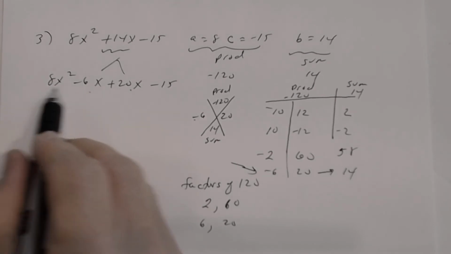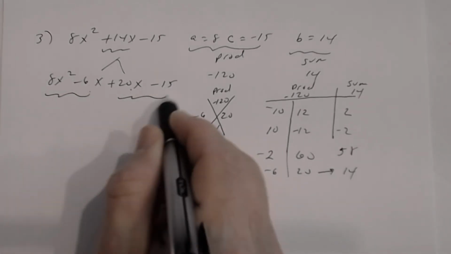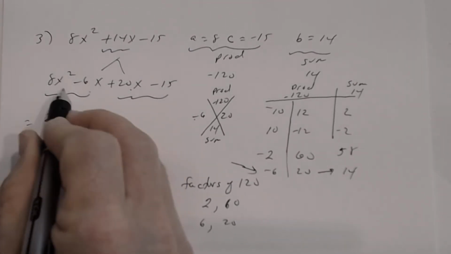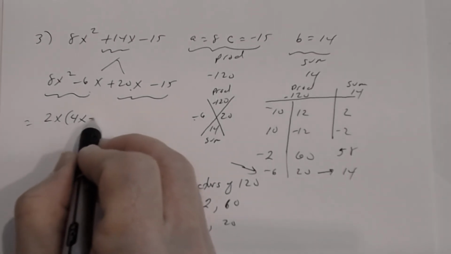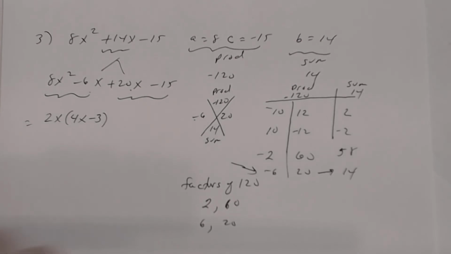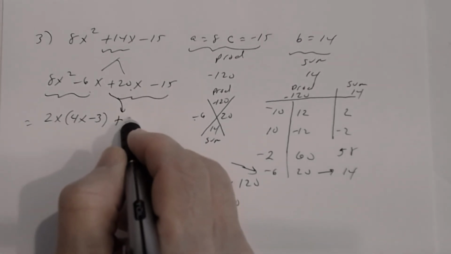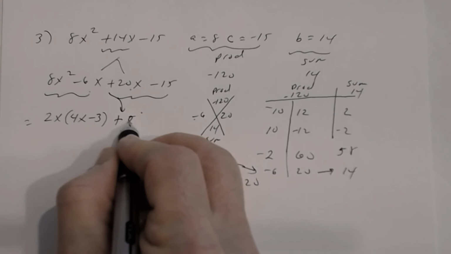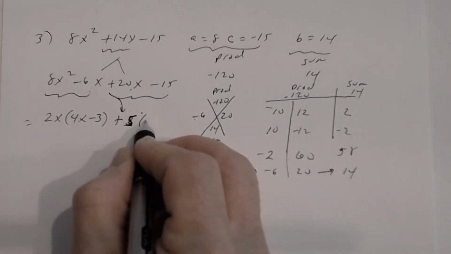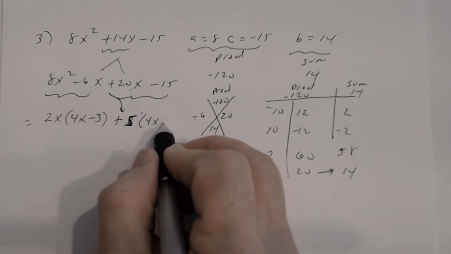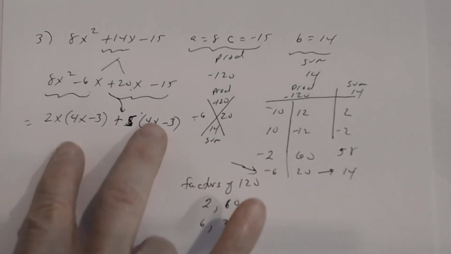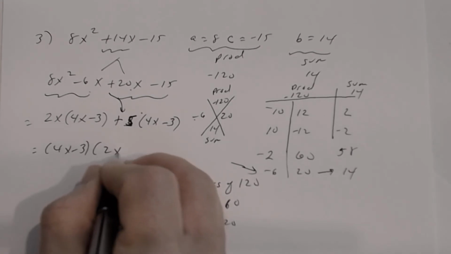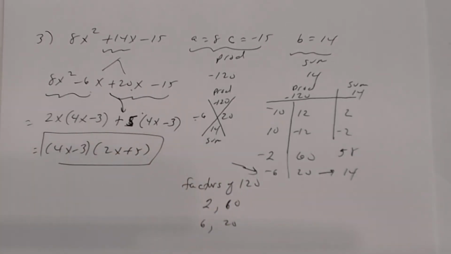Now once you write it as four terms, then you're going to use grouping. So in the first group, I can factor out a 2x, and so 2x times 4x is 8x squared, and then 2x times a negative 3 is a negative 6x. From the second group, I'm going to factor out a positive 5. And so when I do that, I get 4x, because 5 times 4x is 20x, minus 3. And then notice that those two groups have a common factor, so I'm going to factor that out. So I get 4x minus 3 times 2x plus 5. Okay? All right, so that was number 3.